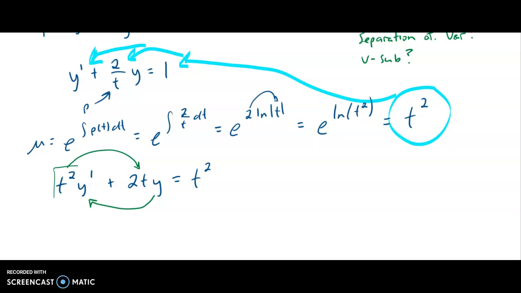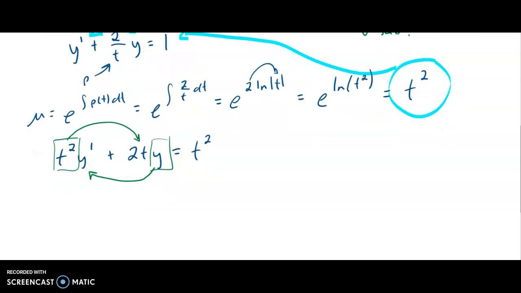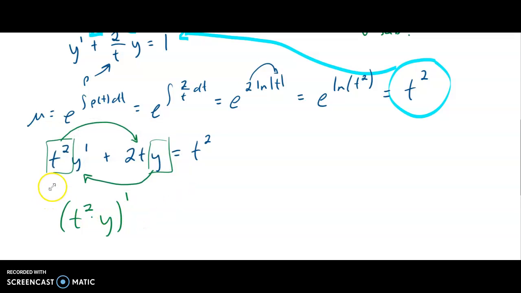So what's that tell us? This and this are the two pieces of the reverse product rule that we've talked about in terms of the integrating factor. So I'm going to get t squared times y prime, because you could check it. If you were to differentiate this, because it's multiplication there, you would get this back out. So writing it as t squared times y prime is equivalent to what I have on this left side right here.